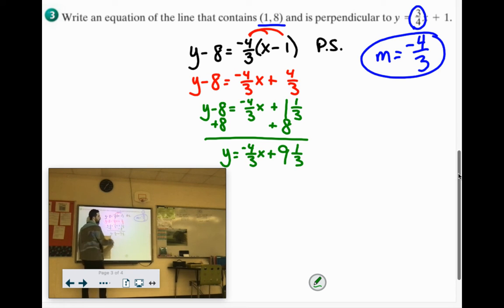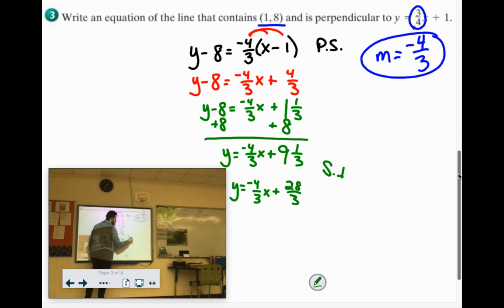Or if you wanted to turn that back into an improper fraction, you could say y equals negative 4/3 x plus, 3 times 9 is 27, plus 1 is 28 thirds. So these are both fine as far as your slope-intercept. But on a problem like this, where I know it's going to come out to a fraction, because when you multiply that in, it doesn't work out to a nice even number, I like to go from here to standard form first, and then go back into slope-intercept at the end.